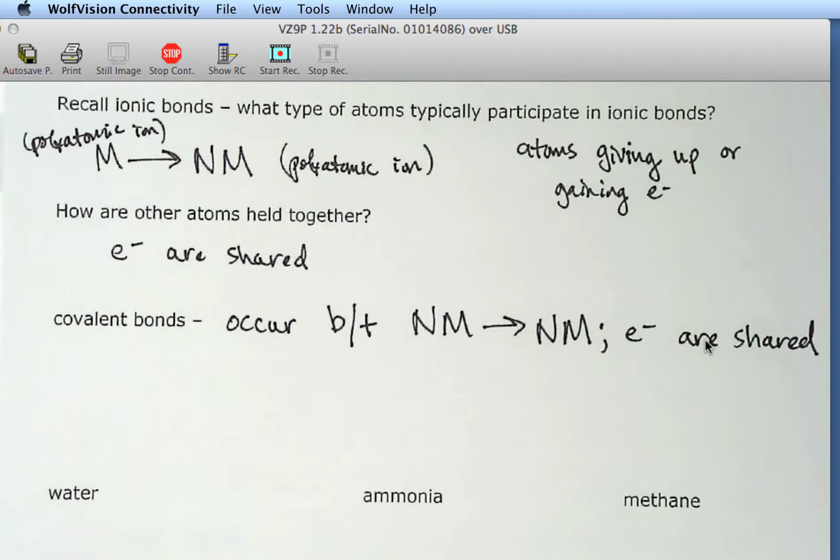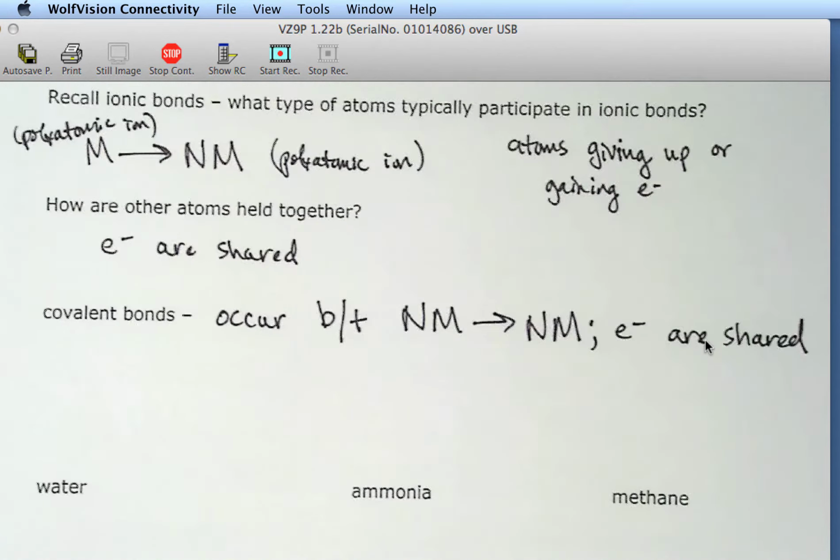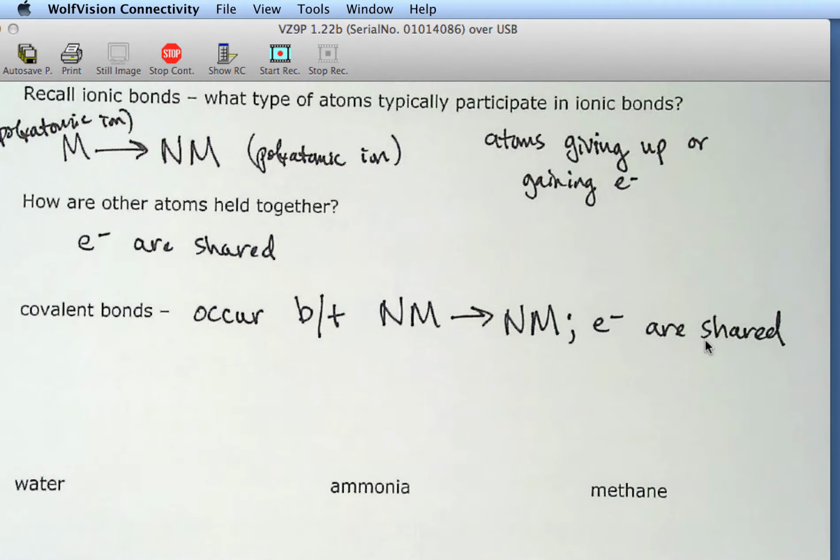So remember, we have this octet rule. And depending on what type of atom you are, you either share electrons, or you give up electrons, or you take electrons. But it's all based on that octet rule. Everybody wants to get 8. So if you're sharing electrons, if you're one of those atoms that likes to share, you're going to try to get 8.